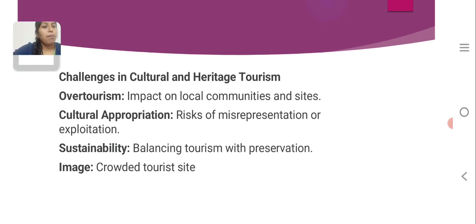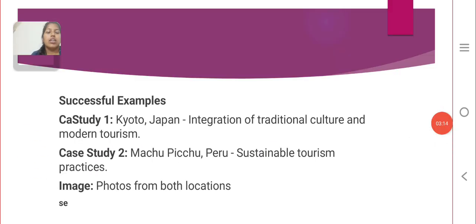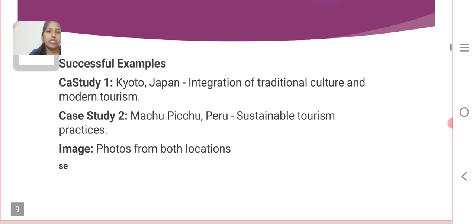Overtourism: impact on local communities and sites. Cultural risk of exploitation. Balancing tourism with preservation. Crowded tourism sites. Successful example: Kyoto, Japan, the interaction of tradition, culture and modern tourism.